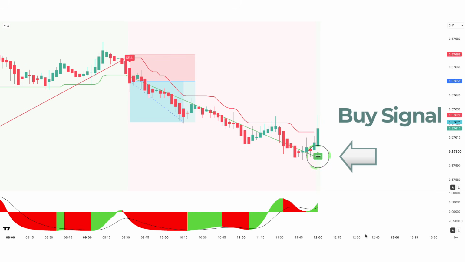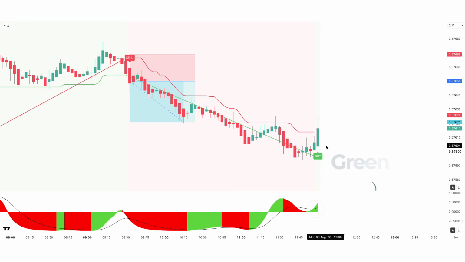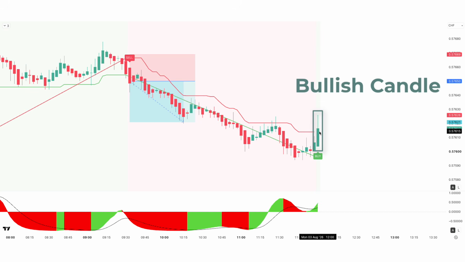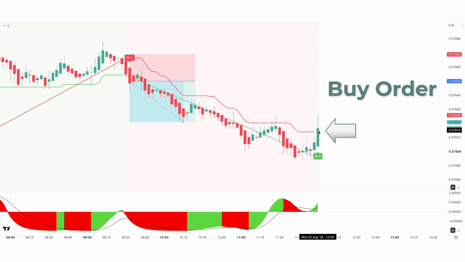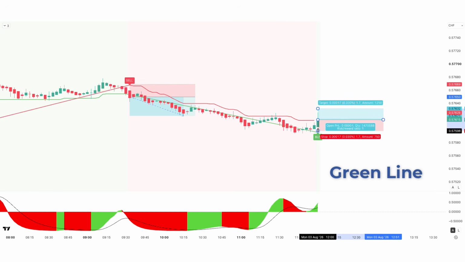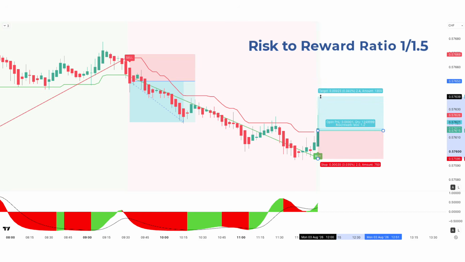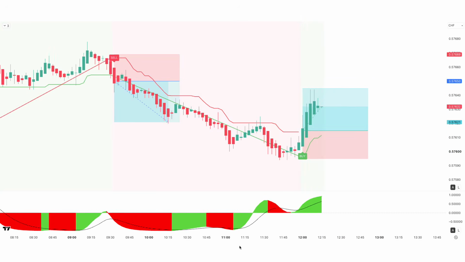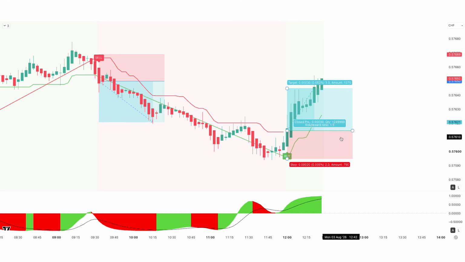When the Super Trend with buy-sell signals label is up, this is a buy signal. The Normalized Smoothed MACD indicator should be in the green area. When the market forms a bullish candle, if this condition is fulfilled, then we will place a buy order. Our stop loss is to be placed at the green line, and the risk to reward ratio will be 1:1.5. The market has completely hit the target.